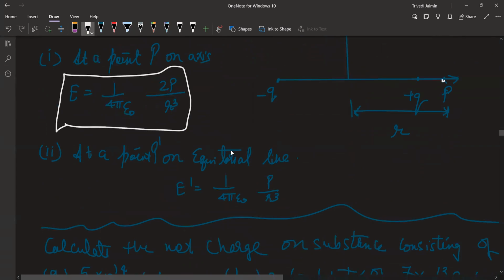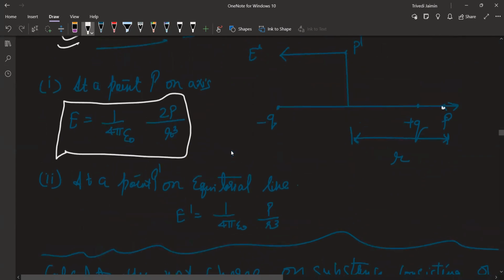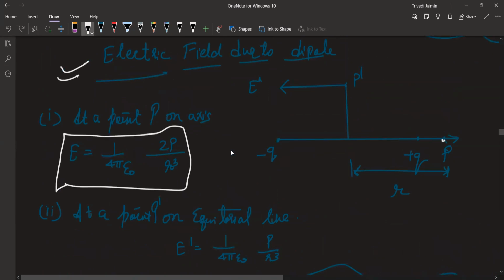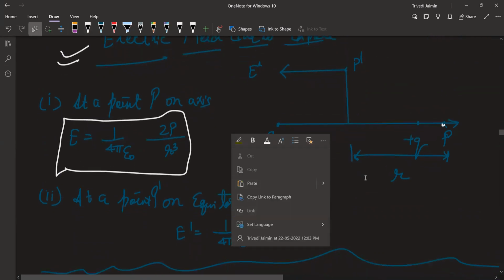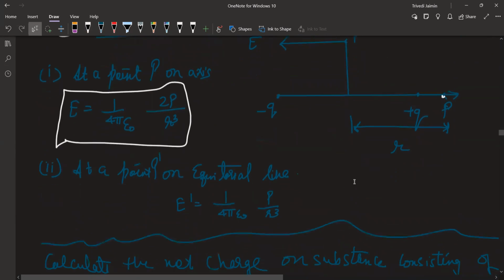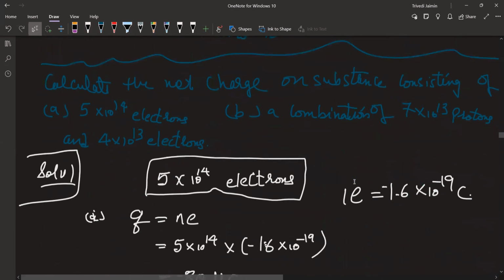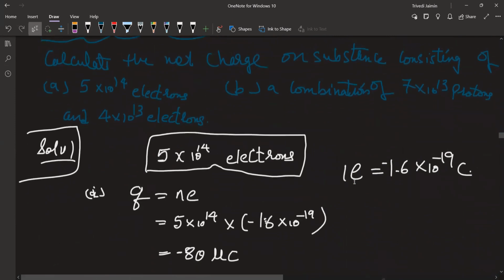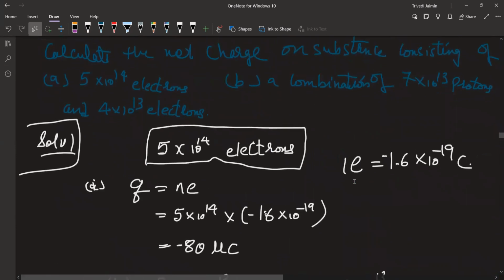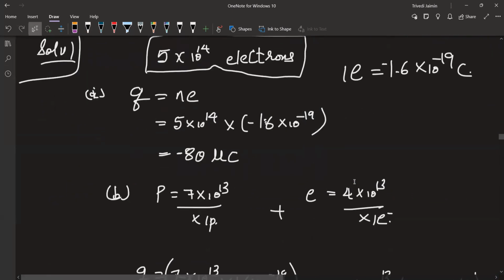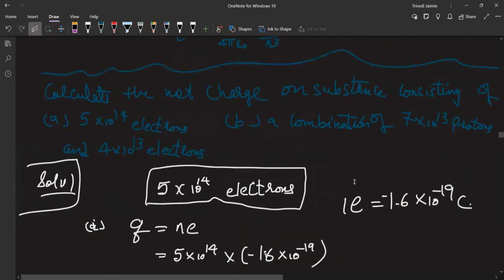Similarly, the equatorial point at the center of this one. The equatorial point P dash is perpendicular to the line joining plus Q and minus Q. So that is half of the first one. Okay, these questions you already solved. Those who didn't, you can try this.